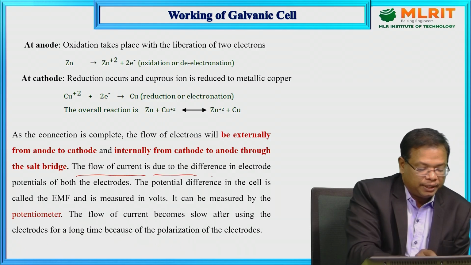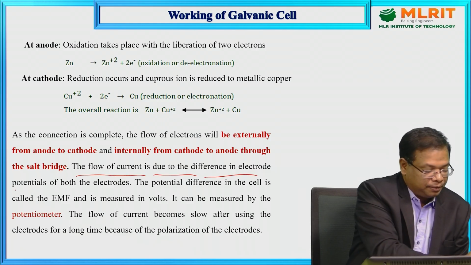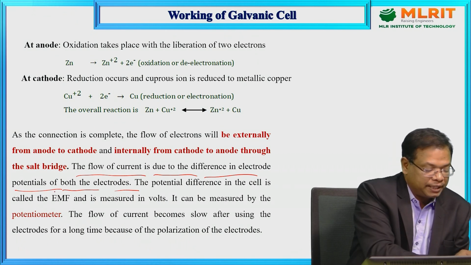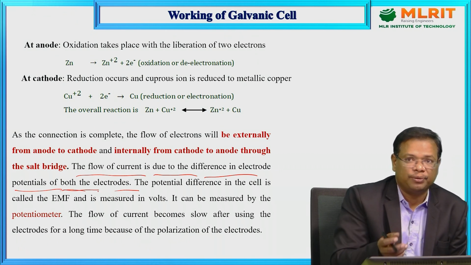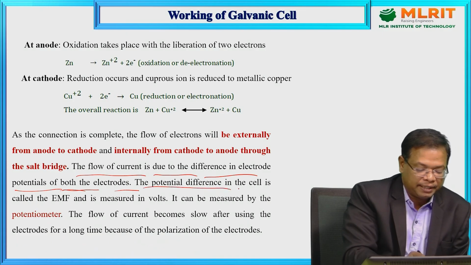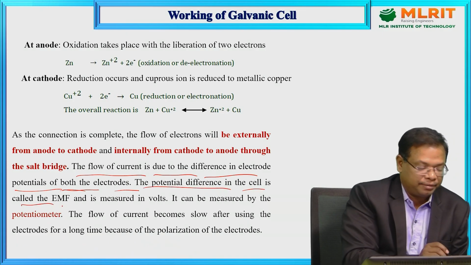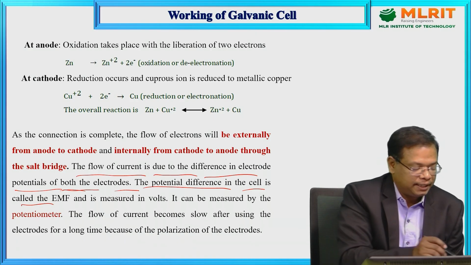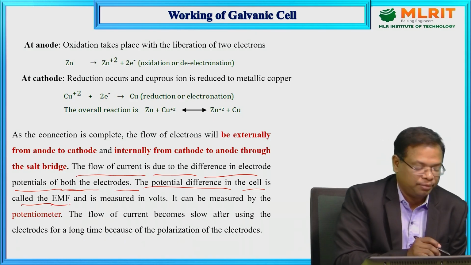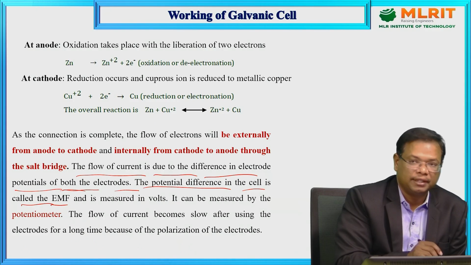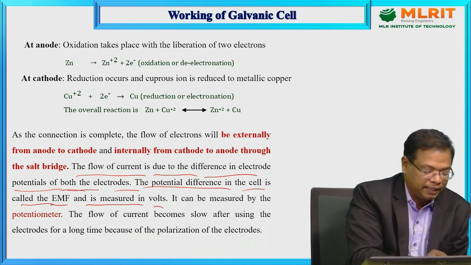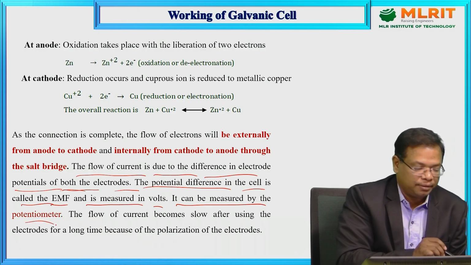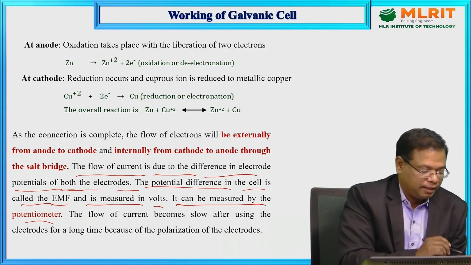The flow of current is due to the difference in the electrode potentials of the two electrodes. This is the difference that we are going to find in the voltmeter. The potential difference in the cell is called the EMF, electromotive force. The total potential difference will be noticed as the EMF. It is the complete force recognized in the voltmeter and is measured in volts. It can be measured by the potentiometer. We can regularly see this in the laboratory.